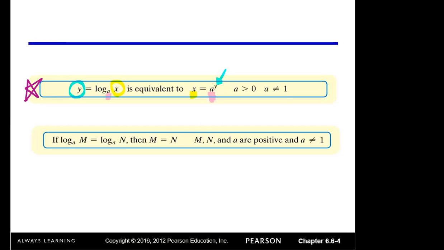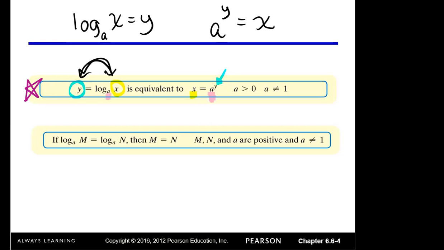Seems like before it was on the other side. I think they had log base a of x is equal to y, and then they had a raised to the y is equal to x. They're messing with you and they switch sides. Do you see that? They just switch sides here and they switch sides there, but it's the same formula.